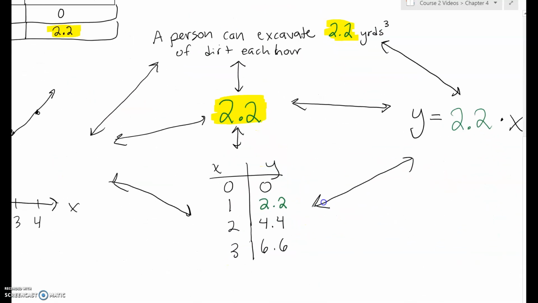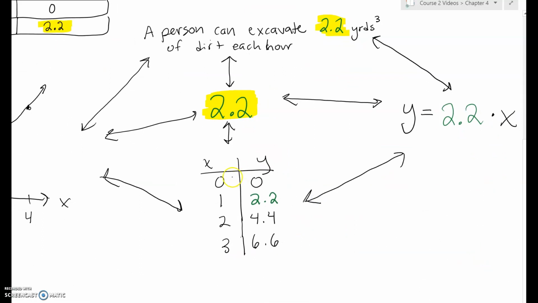The table down below we've already done. If you worked 0 hours, you wouldn't dig up any dirt. 1 hour, here is our constant of proportionality. 2 hours would be that, 3 hours would be that. So just a real simple table. Shouldn't take you more than a couple seconds.